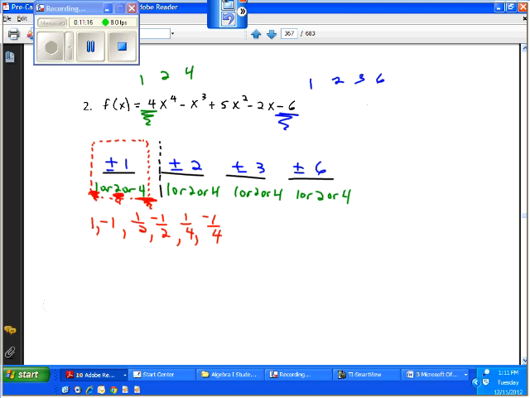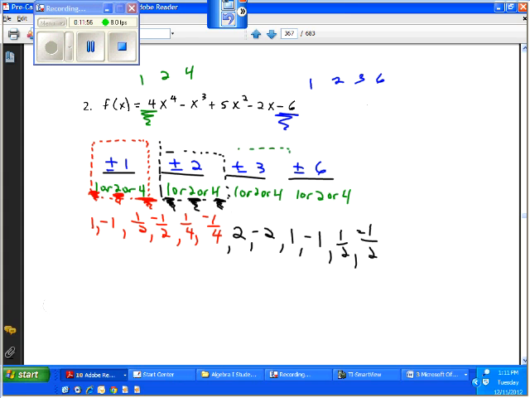Then we've got this second pod. So we're going to have plus 2 over 1, which is 2. Minus 2 over 1, which is negative 2. Plus 2 over 2, which is 1. Minus 2 over 2, which is negative 1. Plus 2 over 4, which is 1 half. Minus 2 over 4, which is negative 1 half. That's the second pod. Notice we're getting some doubles. We'll only use them once.